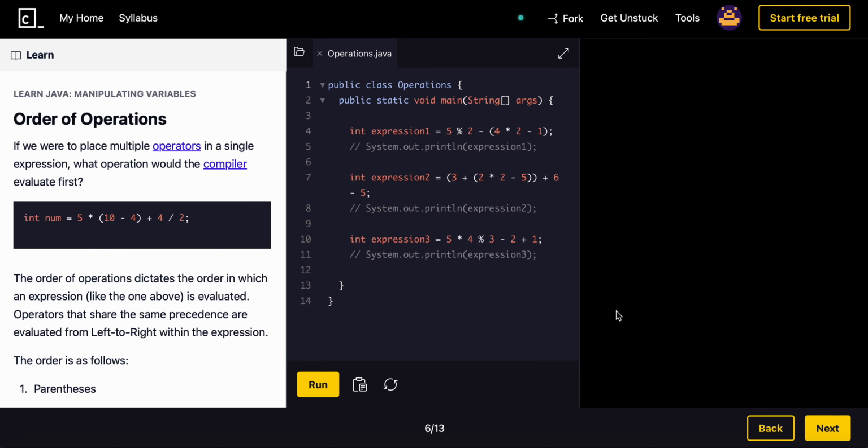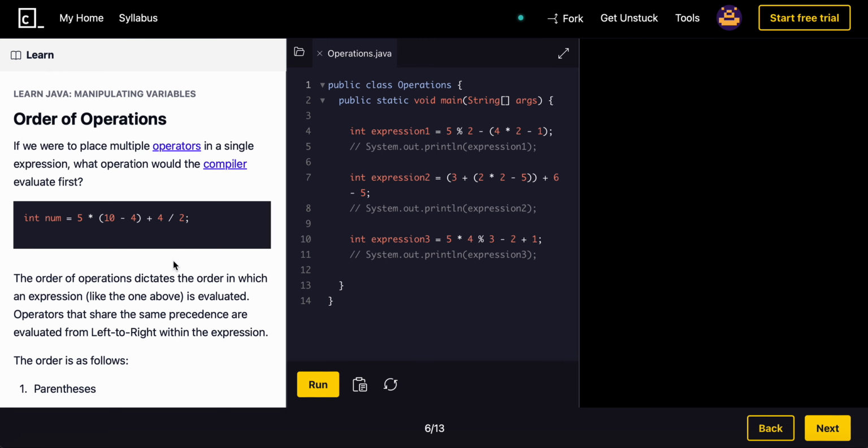Alright, welcome back. Today we're going to be learning about order of operations. If we were to place multiple operators in a single expression, what operation would the compiler evaluate first? So in this, think of what will be the output of this.